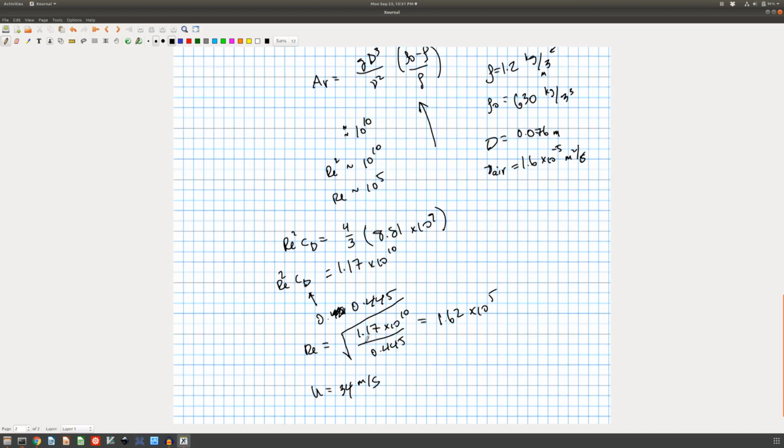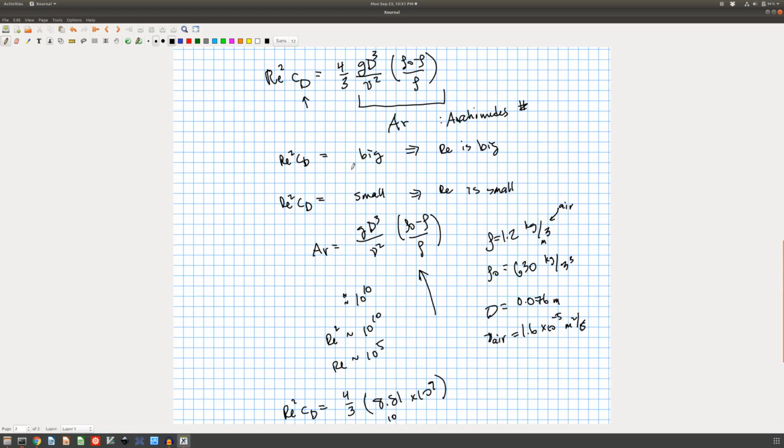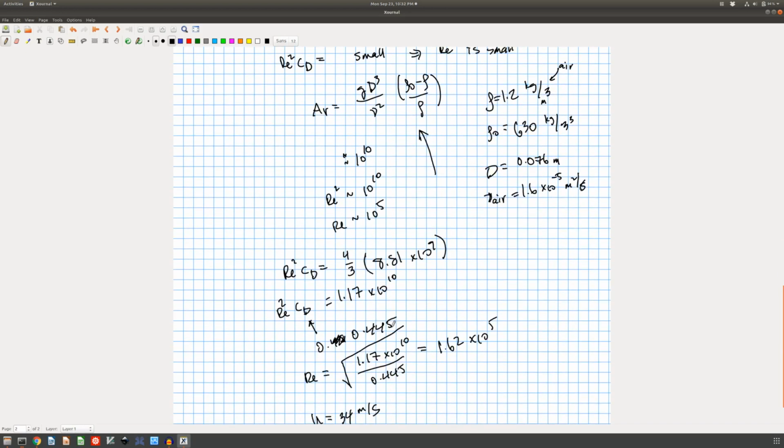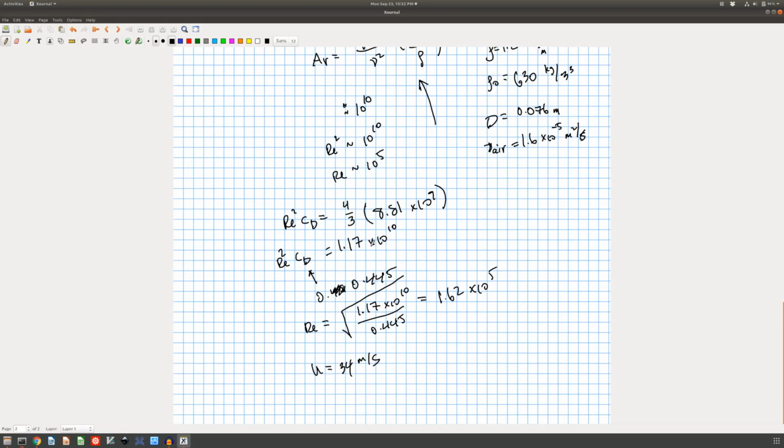So at the end of the day, we got a Reynolds number of 1.6 times 10 to the 5, which was consistent with our choice here of using 0.445. So that worked out. Okay, that's all I got for you.